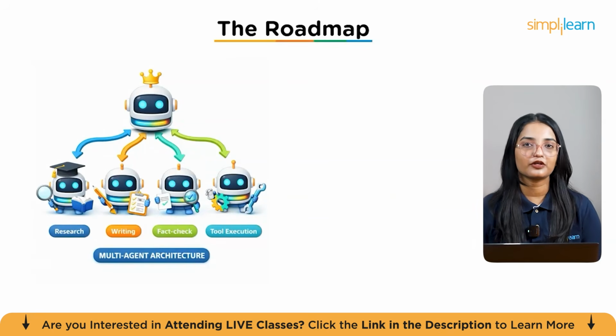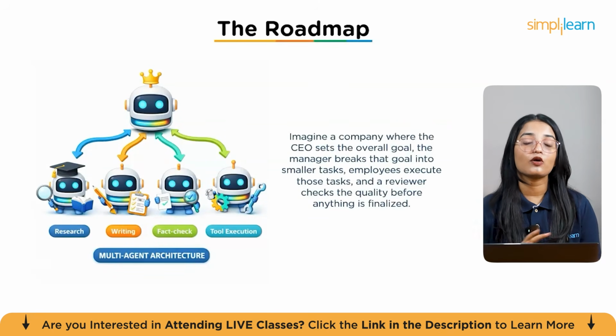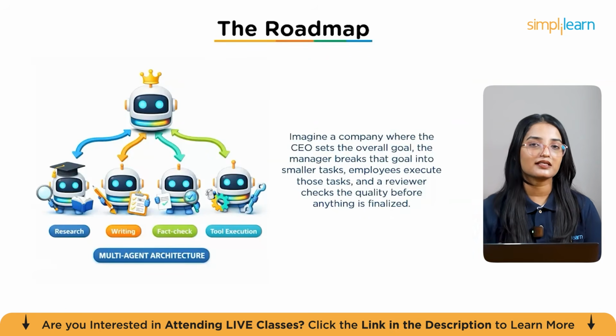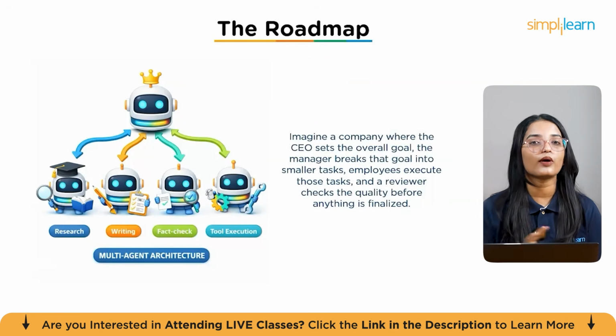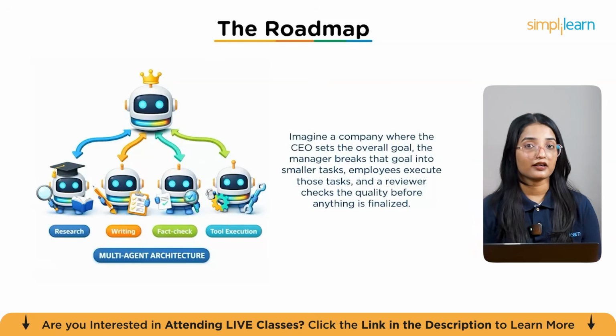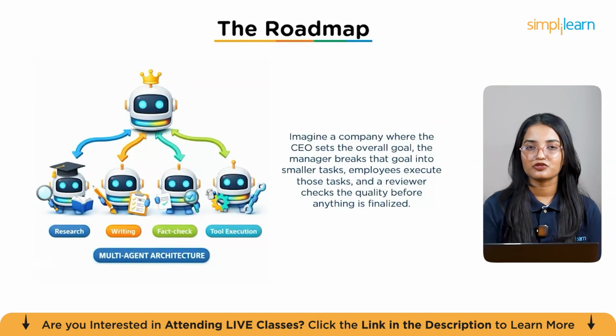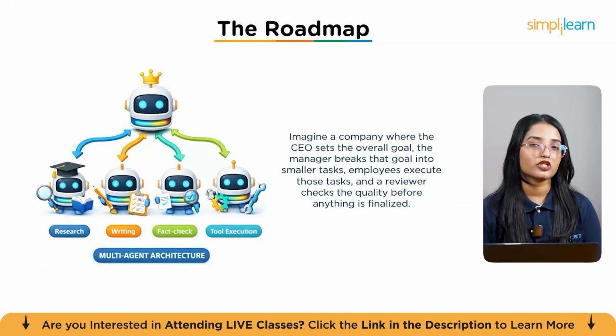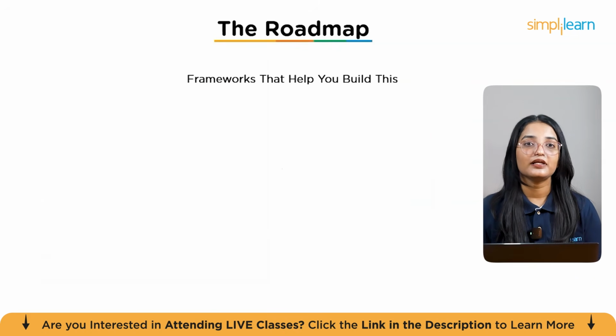Now, let me simplify this for you. Imagine a company where the CEO sets the overall goal, the manager breaks the goal into smaller tasks, employees execute those tasks, and a reviewer checks the quality before anything is finalized. Now imagine each of those roles being handled by an AI agent. That is multi-agent architecture. In this setup, one agent might specialize in research, another in writing, another in fact-checking, and another in tool execution. So instead of one system trying to do everything, you create specialized agents that collaborate to complete complex objectives efficiently.